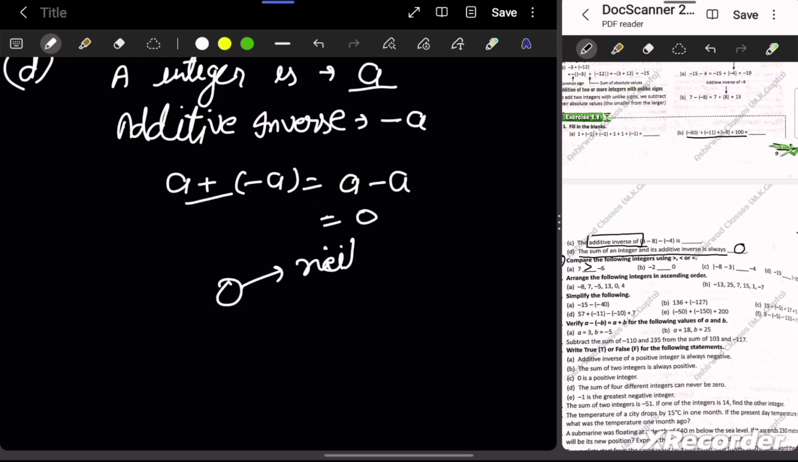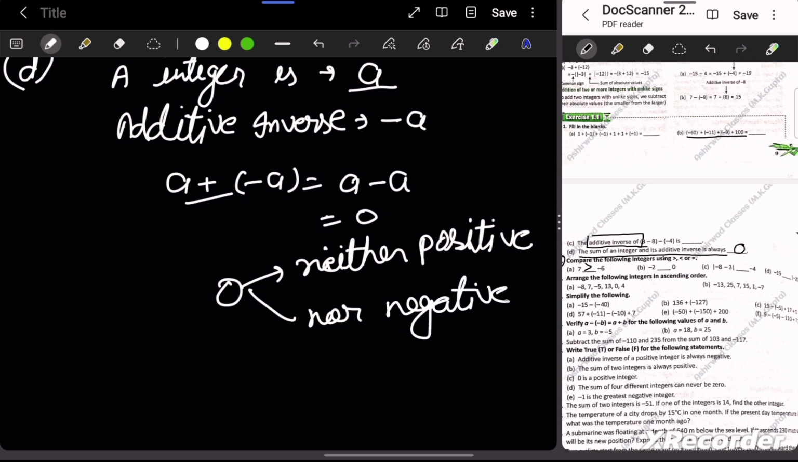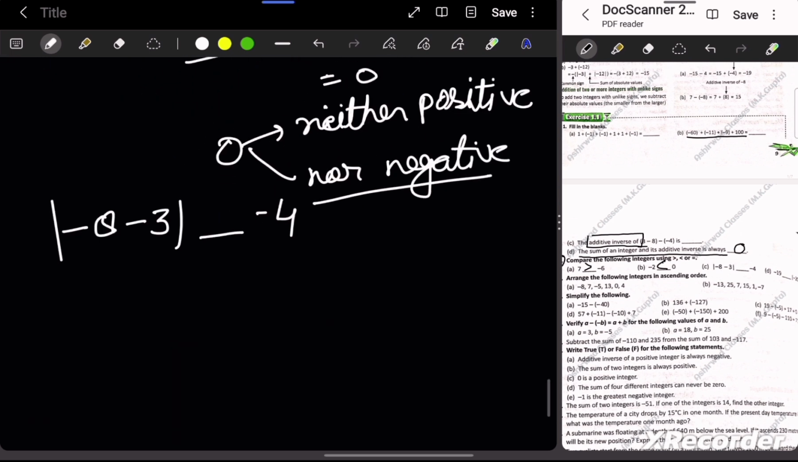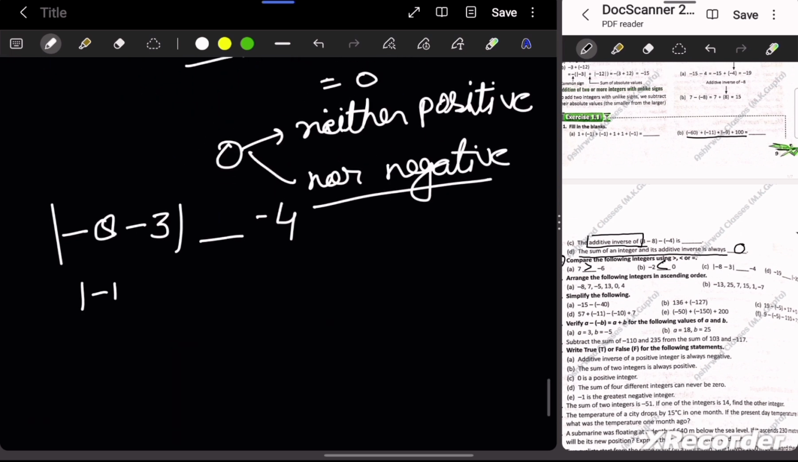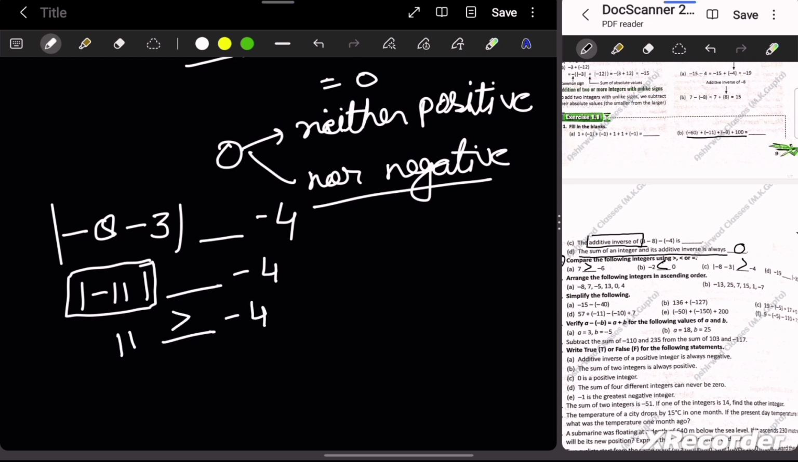0 is neither positive nor negative. Okay, so 0 is greater. Next, -8 -3 in absolute value and -4. Here -8 -3 is -11, and -4. What is the absolute value of -11? 11. So 11 is greater than -4.